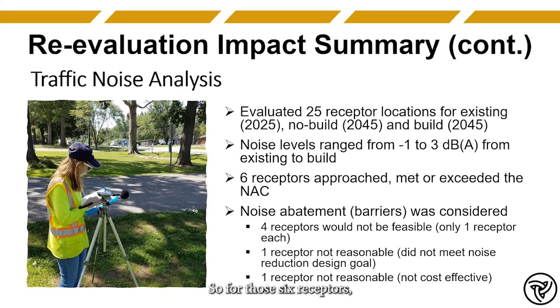So for those 6 receptors, we did consider noise abatement. And basically that would be in the form of a noise wall, a noise barrier. 4 of those receptors were found not to be feasible to construct because the noise barrier would not achieve at least a 5 decibel reduction for at least 2 impacted receivers. And of the remaining 2 impacted receivers, 1 was not reasonable to construct because it would not achieve IDOT's noise reduction design goal of at least 8 decibel traffic noise reduction at 1 or more benefited receptors.